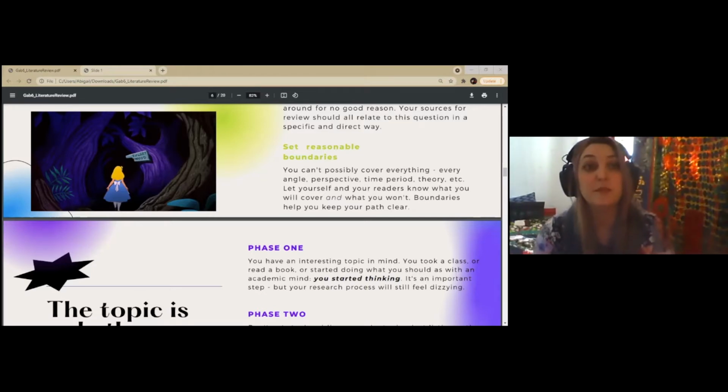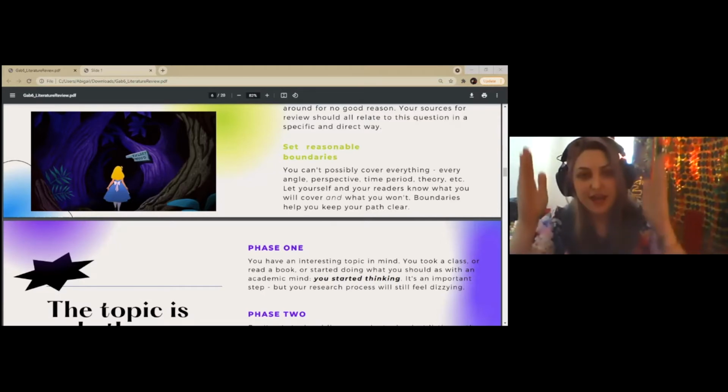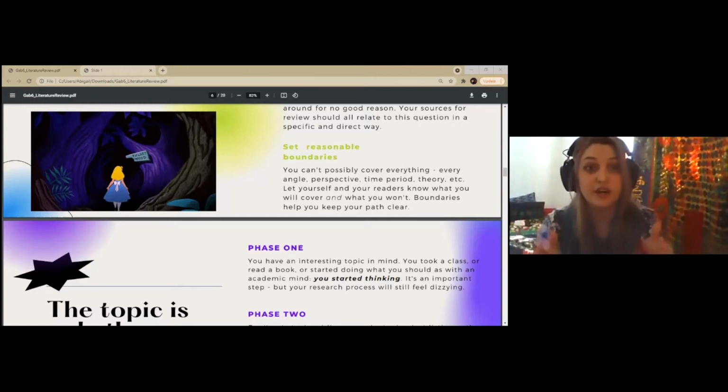So you have to set some boundaries to let yourself be guided through this process, and not to create a rabbit hole, and not to create a mountain that's going to crush you later, because the boundaries help you stay on a clear path. They're also going to tell your readers what you will cover and what you won't cover. And that's really important, because it adds to your credibility as a researcher, as a student, as an academic, whatever it might be, when you specifically state in your research paper, in your literature review, the exact boundaries, the exact time frame, the exact theme, topic, whatever it might be, you're going to cover, and what you're not going to cover.